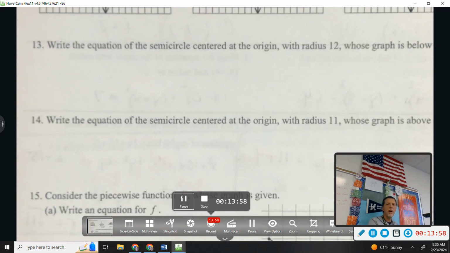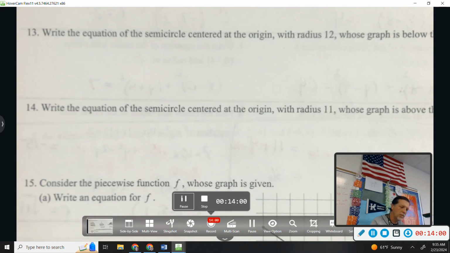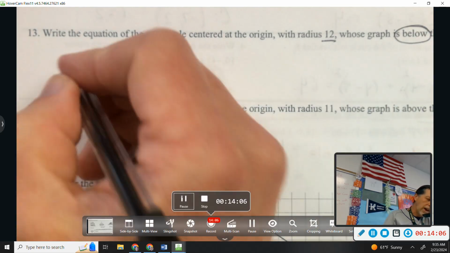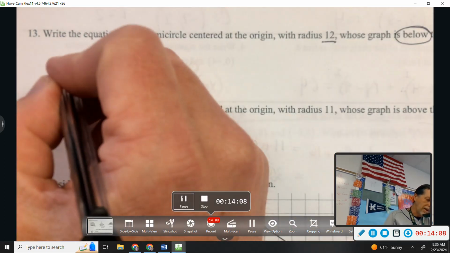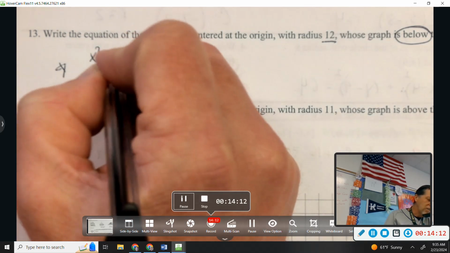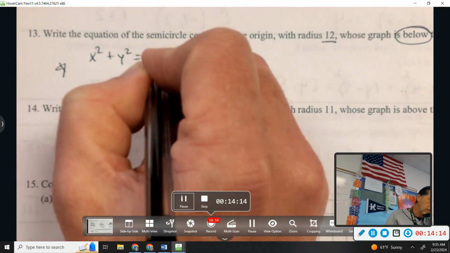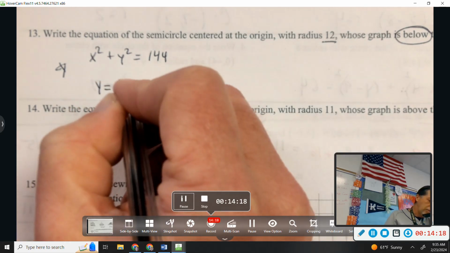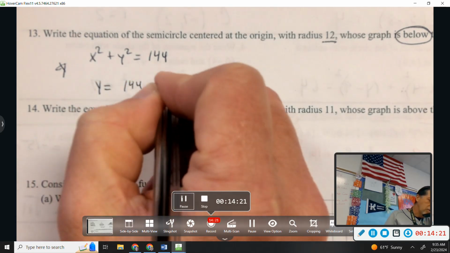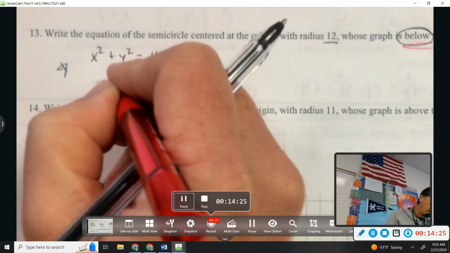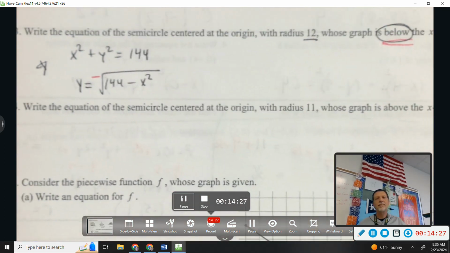13, backwards problem. Write the equation of the semicircle, centered at the origin, with radius 12. This graph is below the x-axis. So I look up at my examples. I mean, well, if I didn't have the examples, I'd start with x squared plus y squared equals 144. And that would be 144 minus x squared with the square root. But it would be negative because I want it to be below the x-axis.